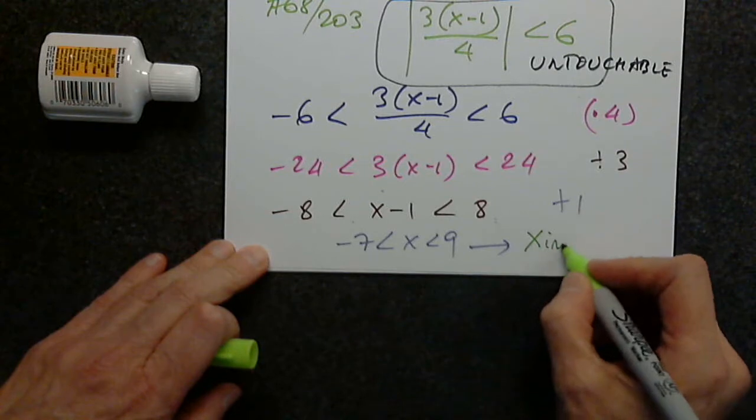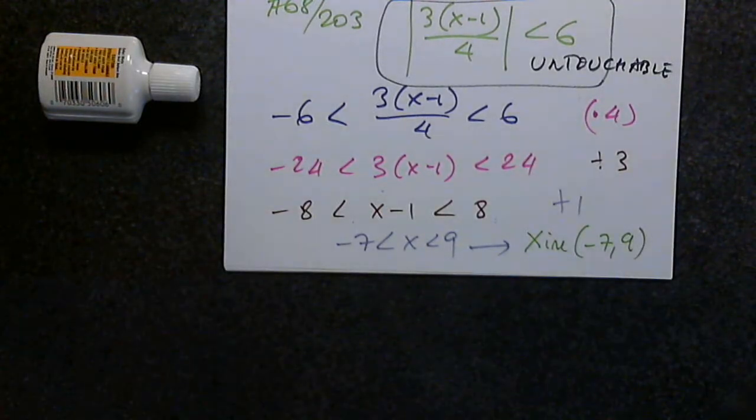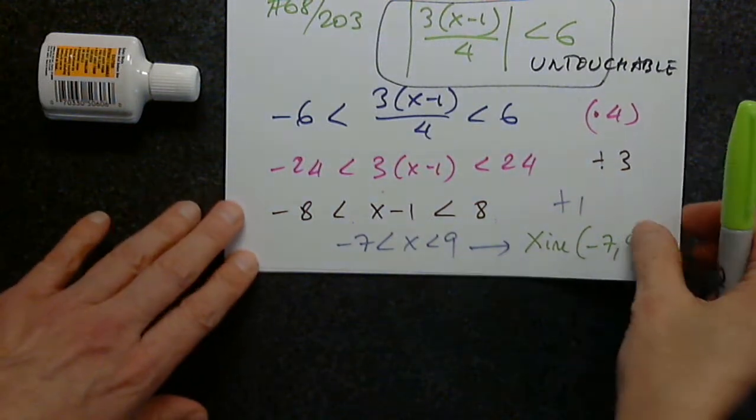So then I will write x in the interval negative 7, 9 with parentheses, not brackets, because we do not have the equal symbol. The reason why I put x in this interval is because if I just write the interval, you may say, oh, x is negative 7 and y is 9. It's a point. No, it's not a point. It's an interval for x only. That's why I write x, the variable that we are looking for, and it's in the interval between negative 7 and 9. X is found in the interval negative 7 to 9.